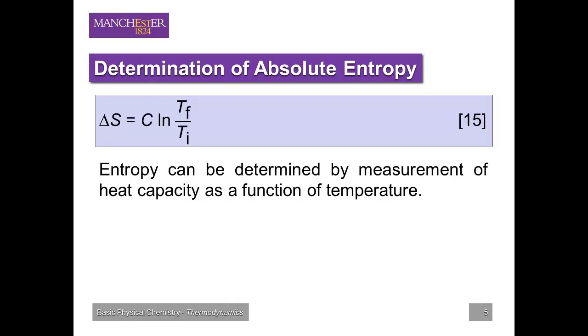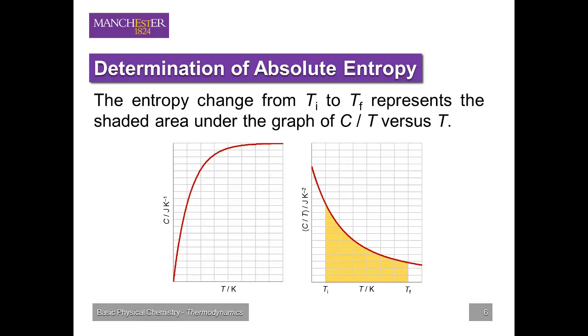Thus, entropy can be determined by measurement of heat capacity as a function of temperature. Once a graph of heat capacity versus temperature has been determined, it needs to be replotted as heat capacity divided by temperature versus temperature. And then the area under the graph between two temperatures, calculated from equation 15, is the entropy change between those two temperatures. To determine absolute entropies, this process needs to be carried out for all temperatures from 0 Kelvin up to whatever the desired standard temperature happens to be.